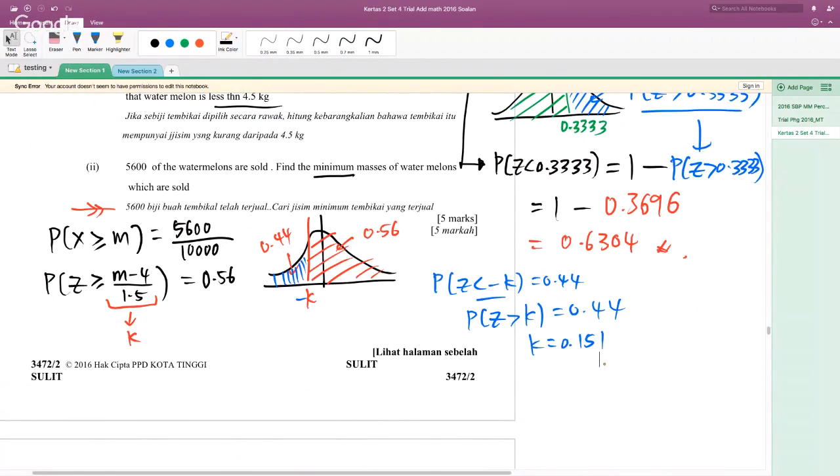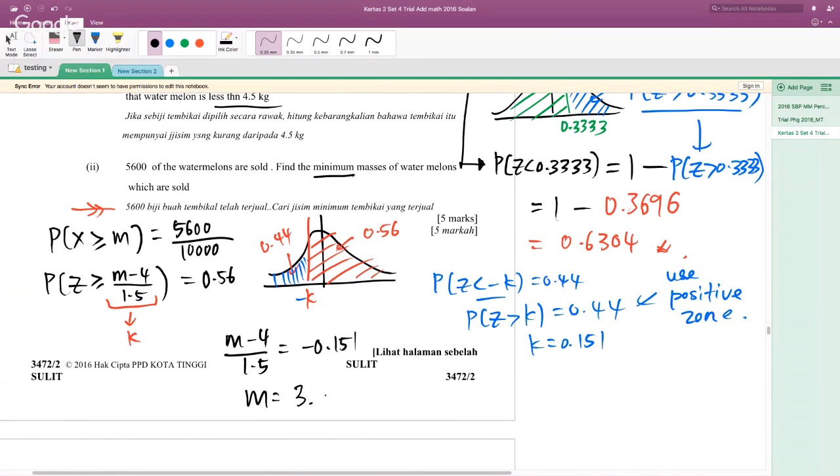But in this case, we actually use the positive zone to solve. It is not our real value, because I know our K should be negative. Therefore, I will say M minus 4 over 1.5 equals to negative 0.151. Then I can get my K value here, negative 0.151 multiply 1.5 plus 4. So the minimum mass should be 3.7735 kg. Okay, I hope this is correct.